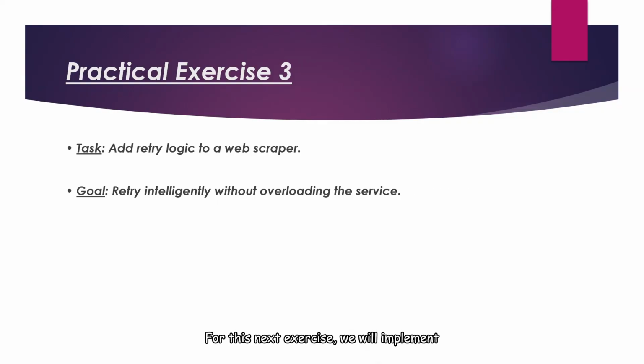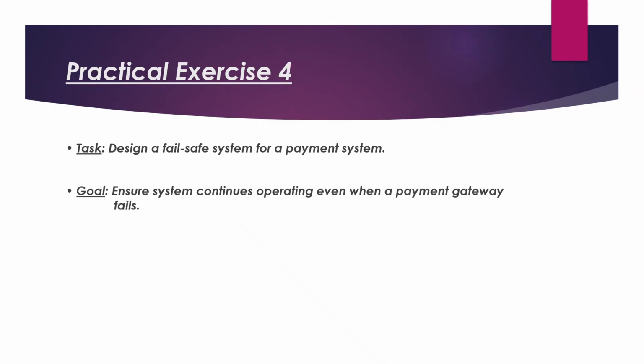For this next exercise, we will implement a retry mechanism for a web scraper. A web scraper often relies on external services to fetch data, and sometimes those servers may be temporarily unavailable. Your task is to implement a retry strategy that will attempt to connect to the server several times before giving up and reporting an error. This practice helps you handle transient errors in a way that prevents users from seeing failure messages unnecessarily. It's a common strategy used to enhance the reliability of external services.